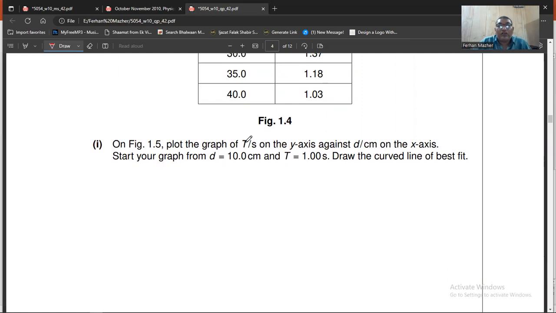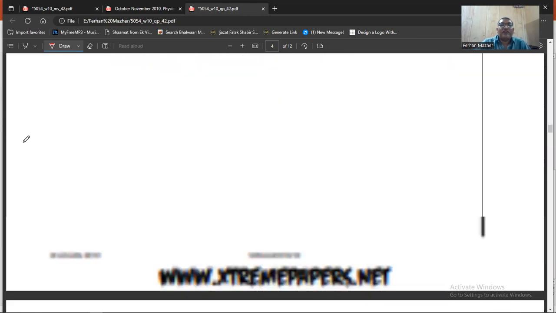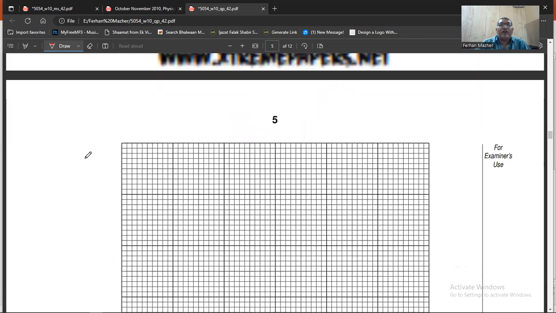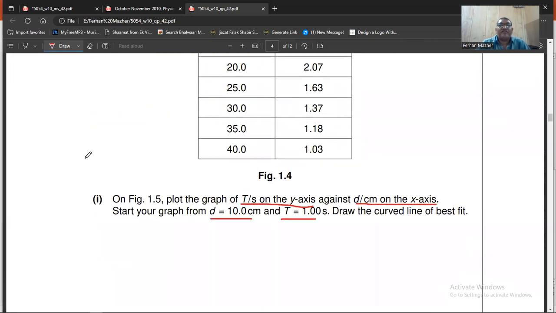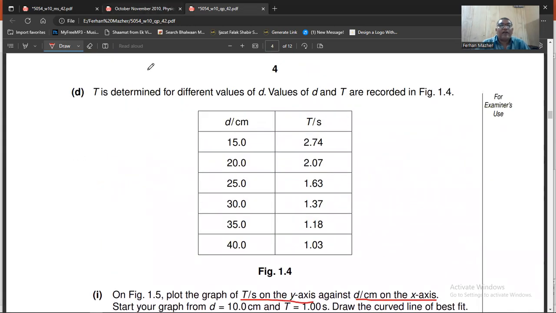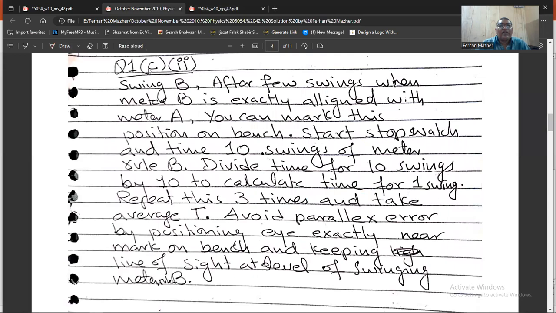y-axis. This is very important: the T should be on the y-axis against the D on the x-axis. Start your graph from D 10 and the T from 1 second. Draw the curved line of best fit. Okay, so here we have that graph. The time we will start from 1 second and D from 10 centimeters.